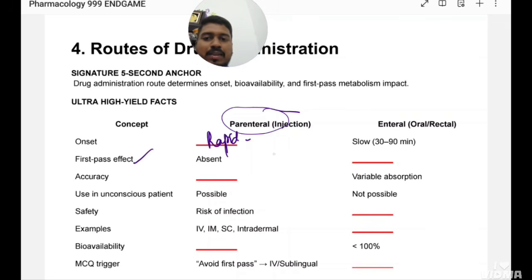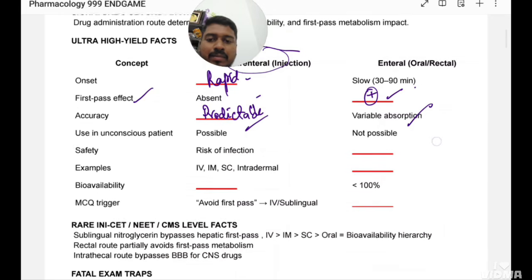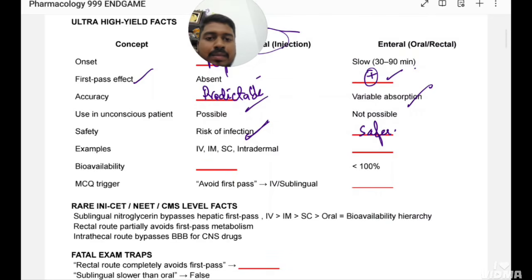Next, first pass metabolism is absent in parenteral and it is present in the enteral route, okay. Next, accuracy, this is predictable actually. Which one? IV route, okay. IV route is predictable, the other has variable absorption. Safety wise, the enteral route is safer, because in IV route, IM route, parenteral route, we have risk of infection. Examples for the enteral route are oral, rectal, and one more, we have sublingual, okay.